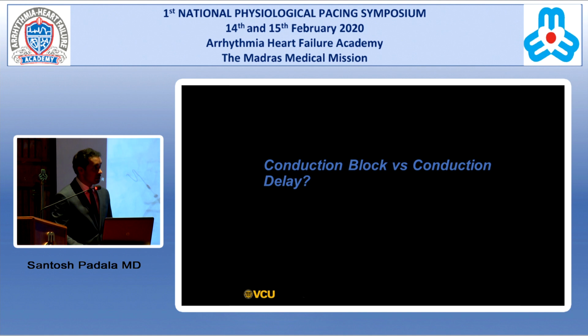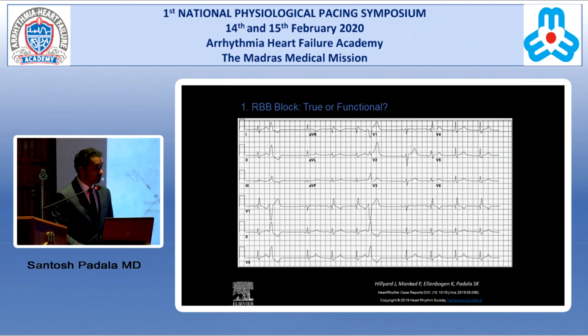And when we talk about conduction block, is it real block or is it just a delay? So here I'll show some examples. This was a patient with right bundle branch block, and you can see in the V1 rhythm strip, this was the baseline rhythm. Every time after a PVC, following a pause, there was a narrow QRS beat followed by right bundle branch block. So this tells you that the right bundle branch block at baseline was functional.